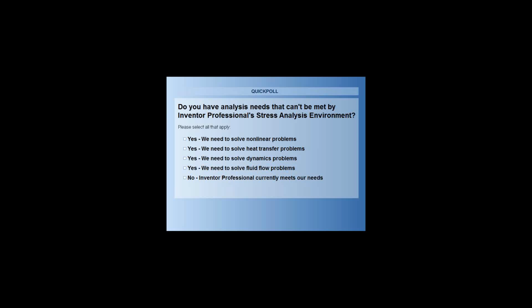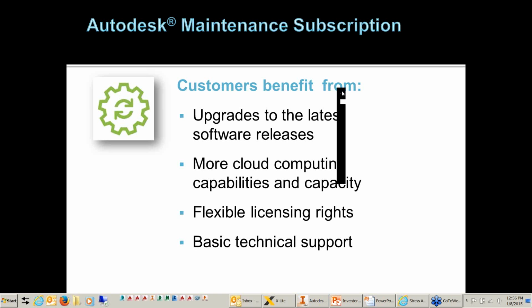So we're almost at 80%. I'll go ahead and close out this poll and share it with everybody, just so everybody can get a view of what it looks like. So again, about 58% Inventor Professional currently meets your needs, and that's good. I'm glad to hear that. Some of the others, you need to do more dynamics problem solving, more nonlinear. We do have the other products that might better fit your need for that. So thanks everyone for responding to both of those polling questions.